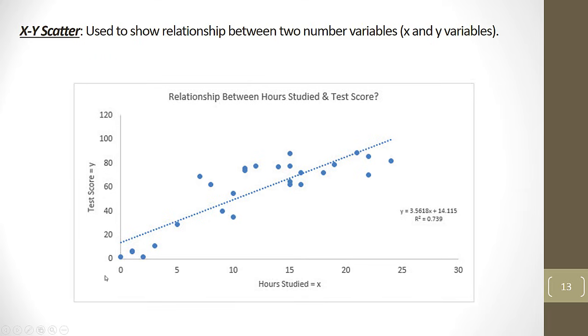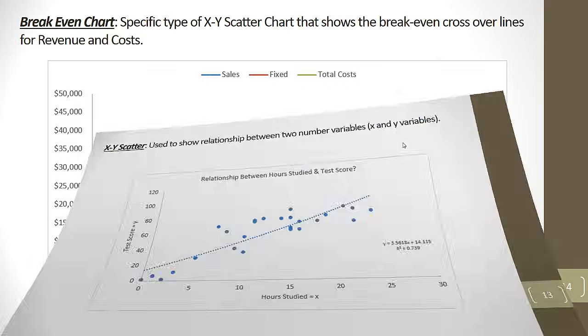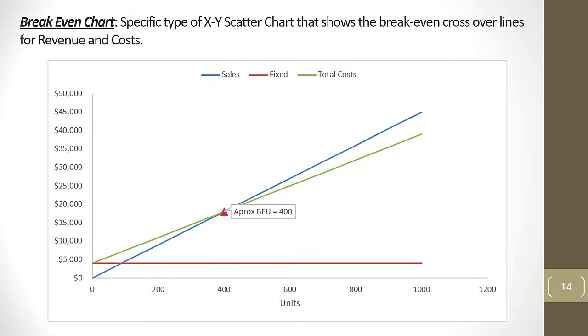This chart is used where you have X and Y data, like hours studied and test score. We go along the X a certain distance and along the Y a certain distance and plot a mark. This chart helps us to see whether there's a relationship between two variables. Next chart is a certain type of XY scatter called a break-even chart. And we'll see how to create this where we have fixed costs, sales, and total cost. And the crossover point is our break-even in units.